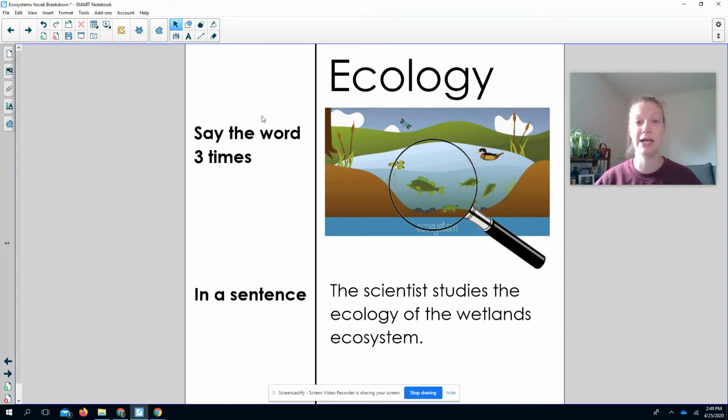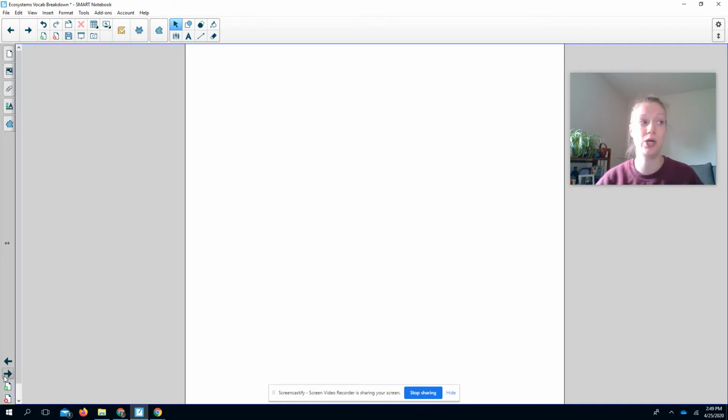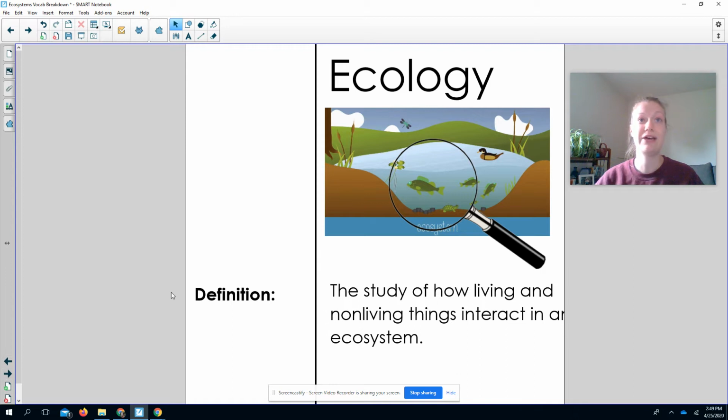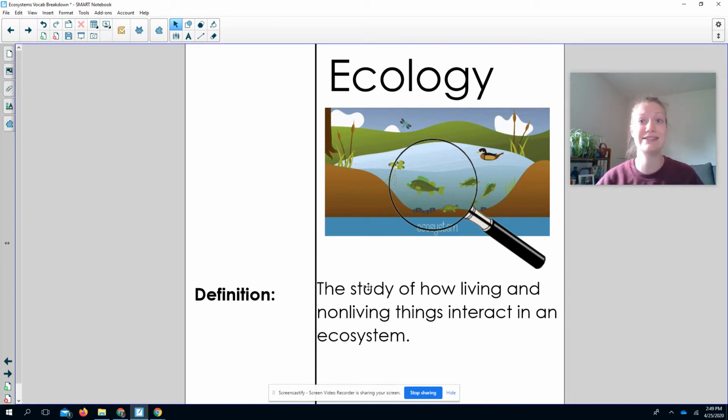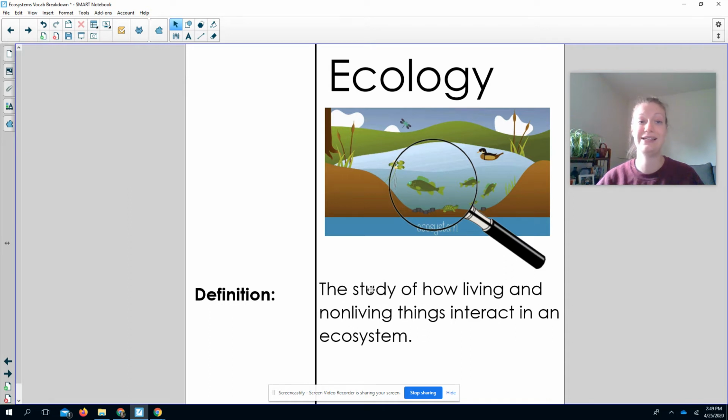Say it with me three times. Ecology, ecology, ecology. In a sentence, you might see, the scientist studies the ecology of the wetland ecosystem. The definition of ecology is the study of how living things and non-living things interact in an ecosystem.